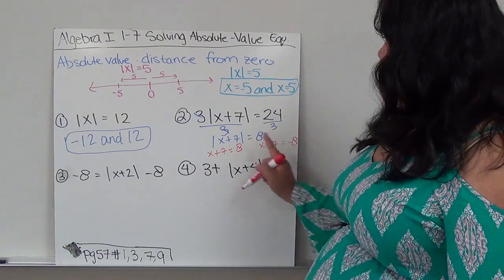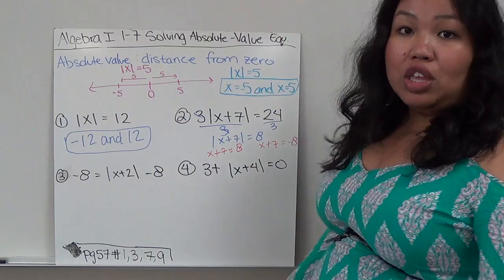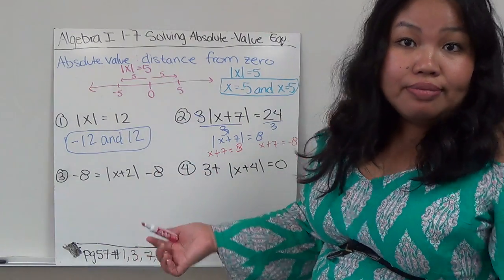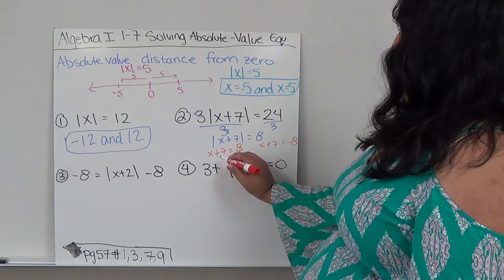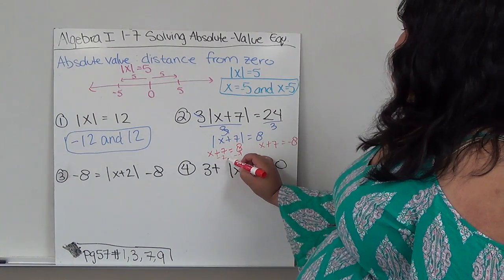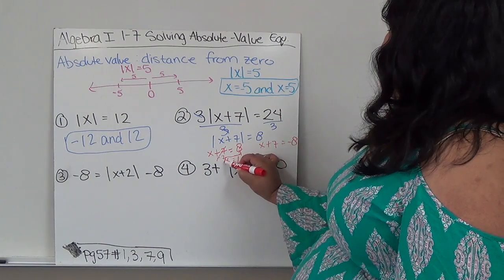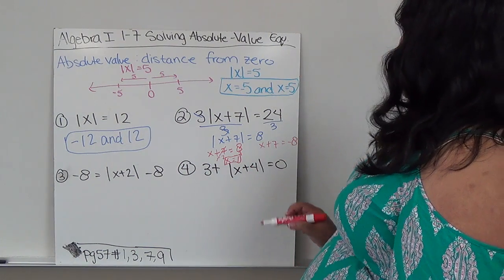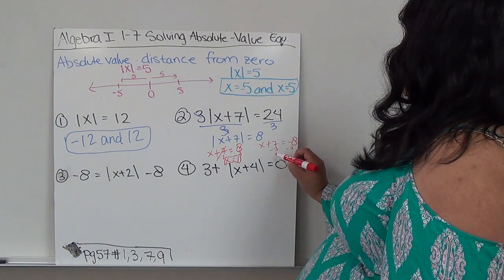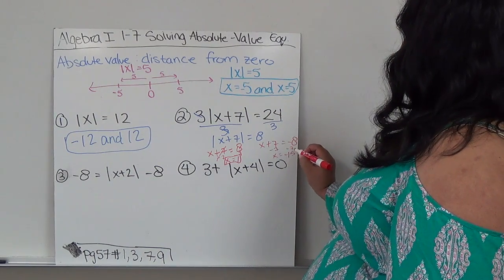Now, once I account for both possibilities, I no longer need the absolute value sign. That's where I get rid of it, and now these are just two small problems that you're used to solving. Piece of cake. So x plus 7, I'm going to subtract 7 on both sides, because I need to get x by itself. And what I do to one side, I have to do to the other. So I have x equals 1. And then for the other, x plus 7 equals negative 8, I do the same thing, subtract 7 from both sides. I get x equals negative 15.